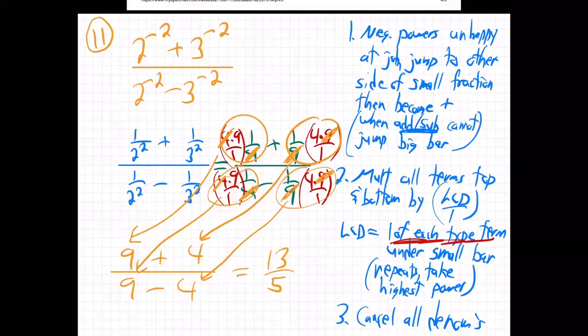And then when we've got fractions over fractions, that's called a complex fraction, the way we deal with that. So we multiply all the terms top and bottom by LCD over 1, which is one of each type. So 4 times 9 over 1. Then just cancel all the denoms, bring down what's left over. And there we go.